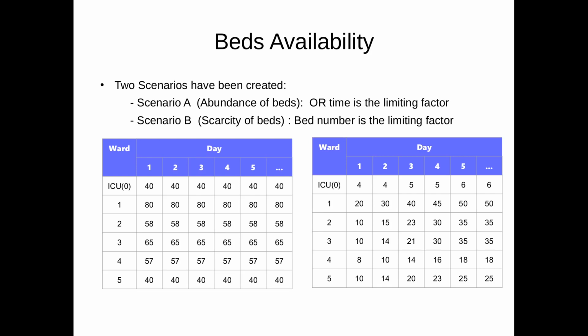For the beds, we created 2 scenarios. In one scenario, scenario A, we have abundance of beds. The beds are in abundance. As you can see, we have 5 specialties, and for 5 days, for each day, for example, specialty 1 has 80 available beds. So abundance of beds. And for the second scenario, we decrease the number of available beds.